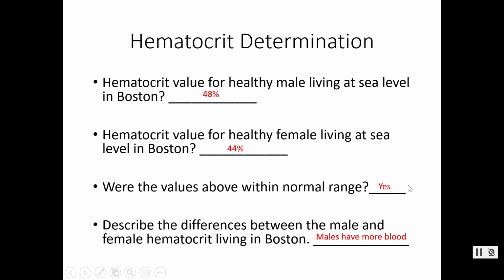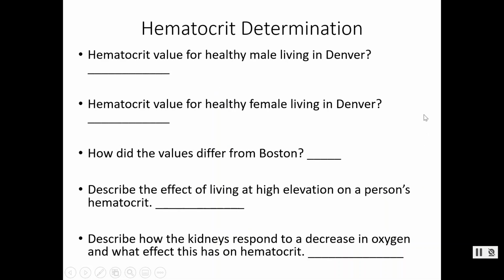You will want to keep that information in the back of your mind. All right, let's go through the rest of our table. The hematocrit value for a healthy male in Denver, we got 55% on our table. For the female living in Denver, we got 53%. How did the values differ from Boston? Well, they were higher. These were higher percentages for Denver versus Boston.